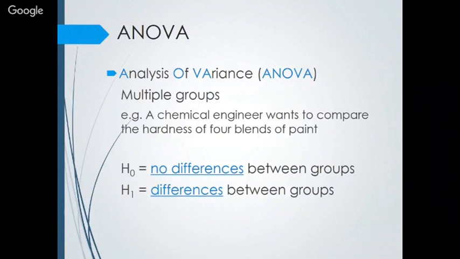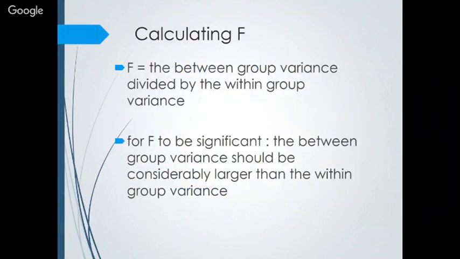So the next process in ANOVA is to calculate the F value. F is the between group variance divided by the within group variance. In ANOVA, we calculate the variability within groups and between groups. After that, we take the ratio of between group and within group, and we get the F value. For F to be significant, the between group variance should be considerably larger than the within group variance.